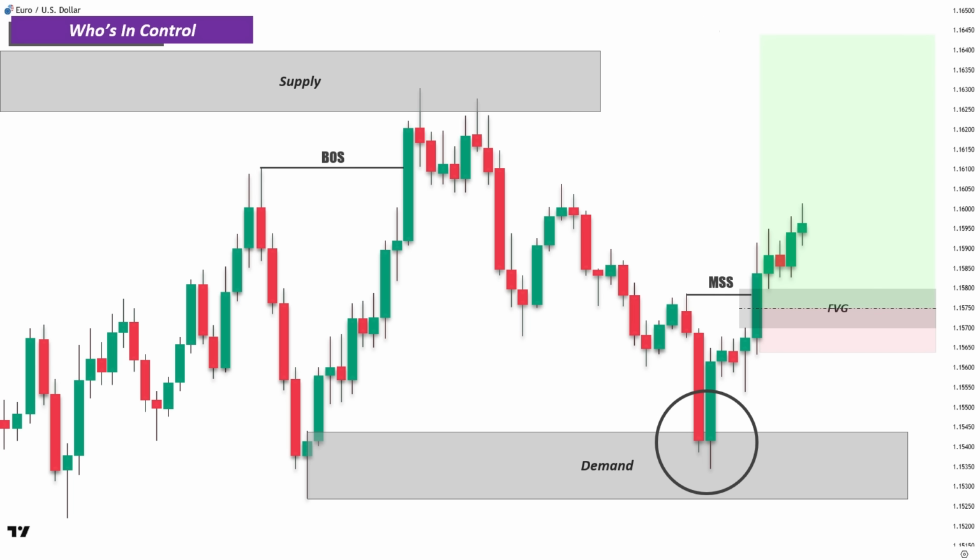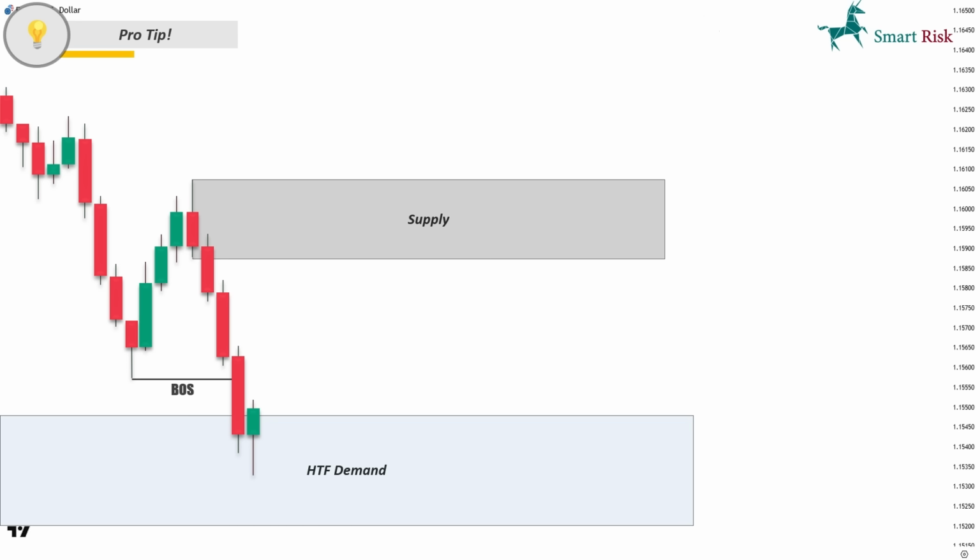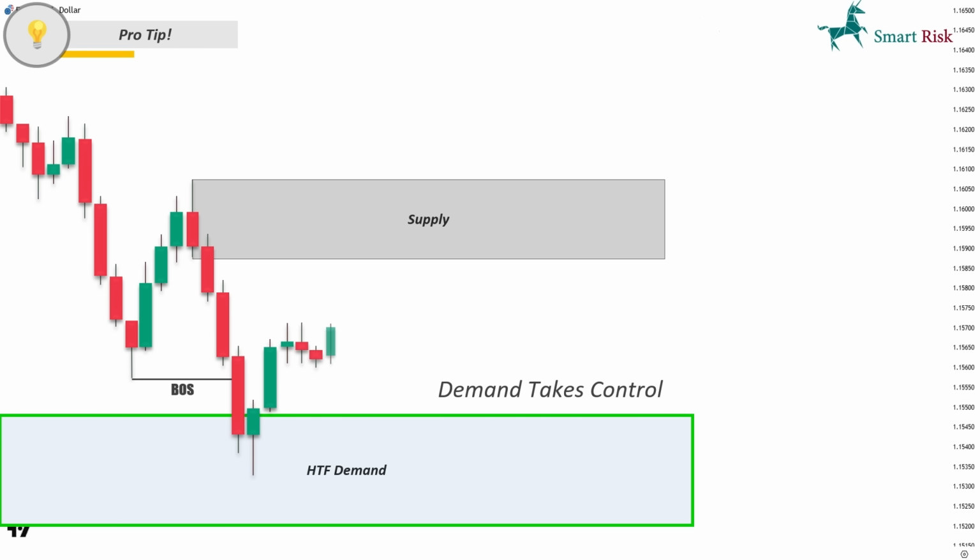At that point, demand takes control, and we should stop looking for sell setups, even if what looks like a perfect entry appears. So, identifying who's in control always depends on how price reacts to unmitigated supply and demand zones. Always remember that higher time frame fresh zones have priority over the time frame you're currently analyzing. This means that if price taps into a fresh, unmitigated higher time frame zone from the opposite side, control can shift from demand to supply, or from supply to demand.